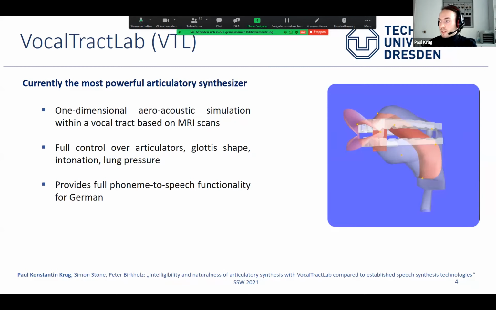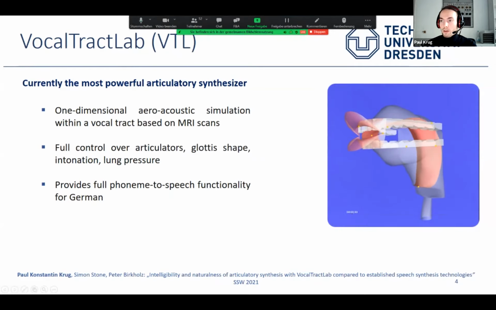On the right, you can see a 3-dimensional rendering of the vocal tract model that is used for the simulations. And during speech simulation, this vocal tract would move dynamically, and it would produce speech. So we can listen to this.